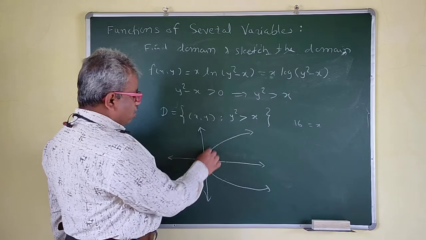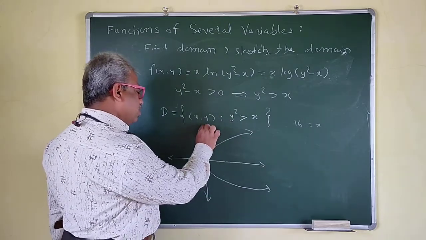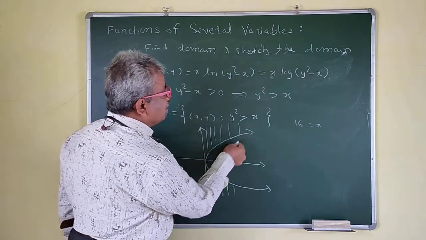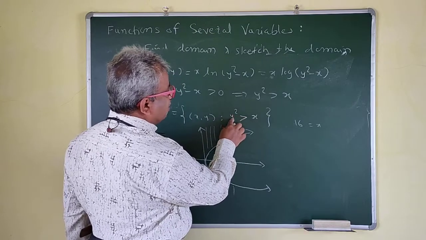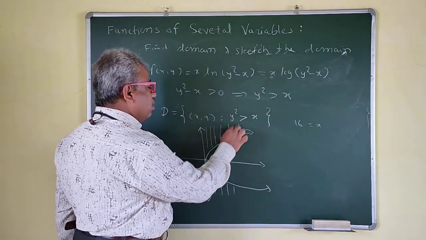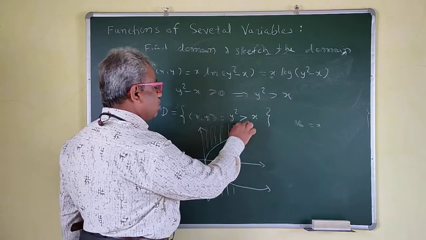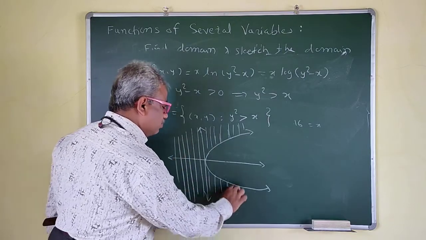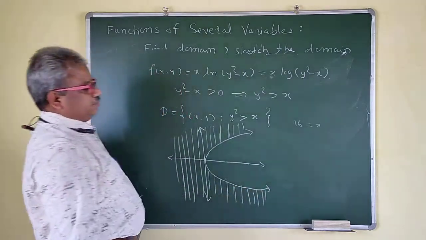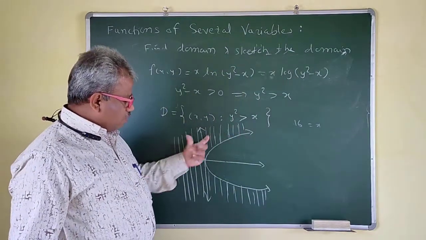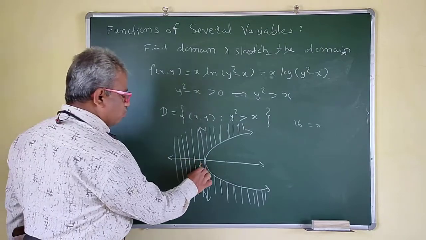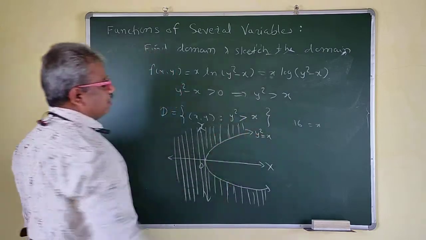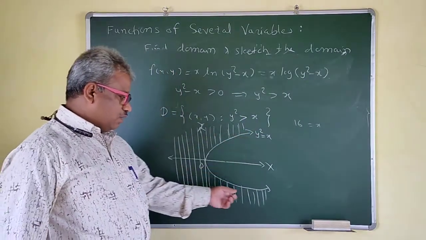That means you have to take y square greater than x. Inside this parabola the condition does not satisfy, because here x is greater than y square. So this will be your region, and the condition is satisfied only outside of this. We have to show the y axis, x axis, and this parabola y square is equal to x. Our boundary is not included here.